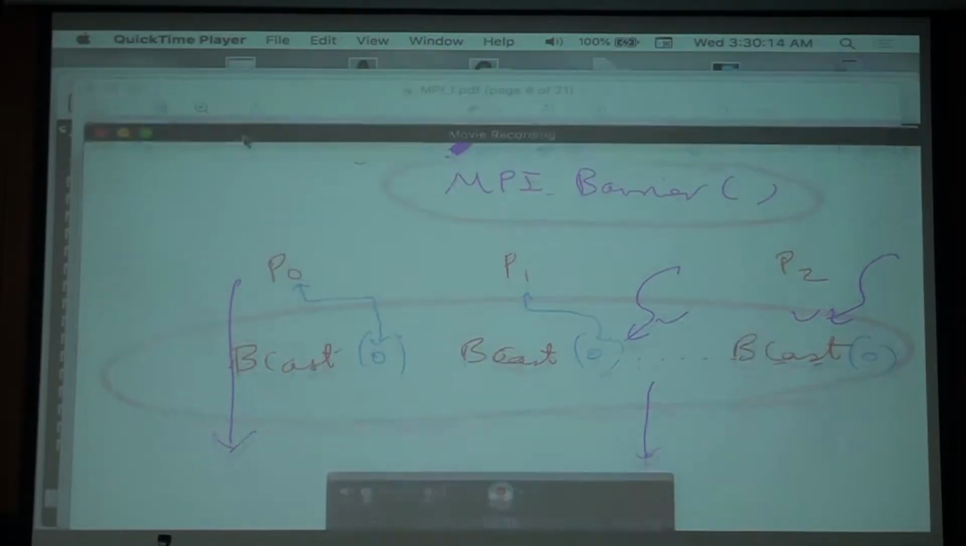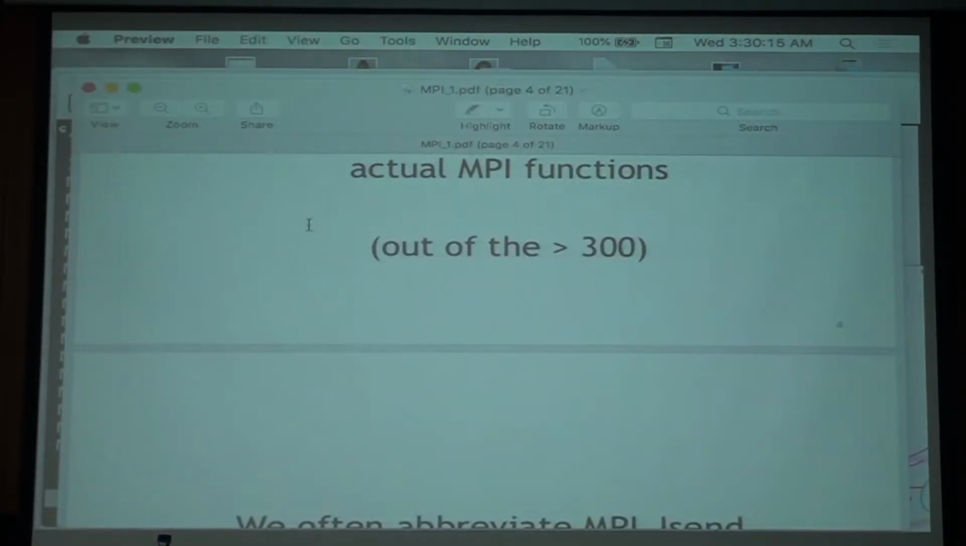Some MPI implementations may have restricted the broadcast to have barrier semantics. But generally, it's not a good idea to rely on these slightly liberal behaviors. Treat it as a barrier. That's always safer. Yeah. All right. So this is the basic understanding of broadcast. Send and receive.